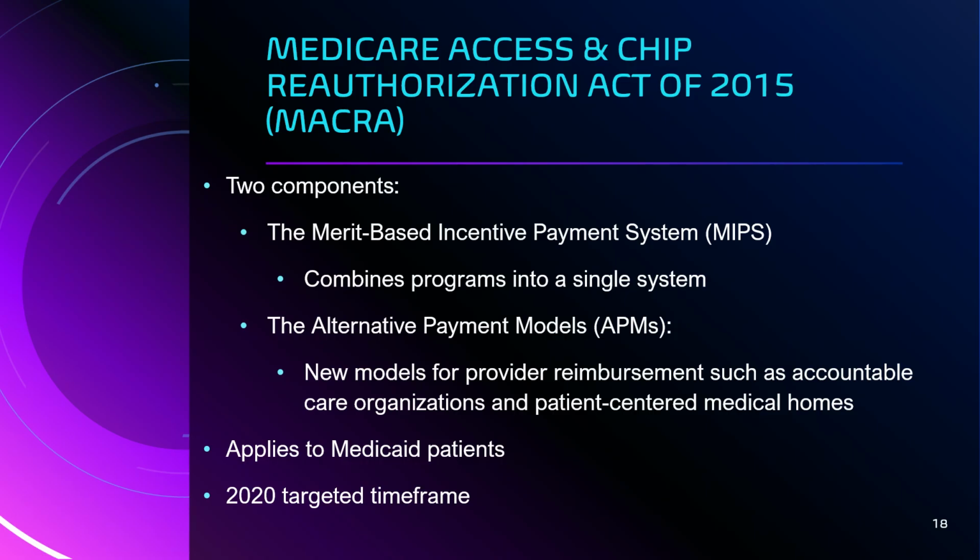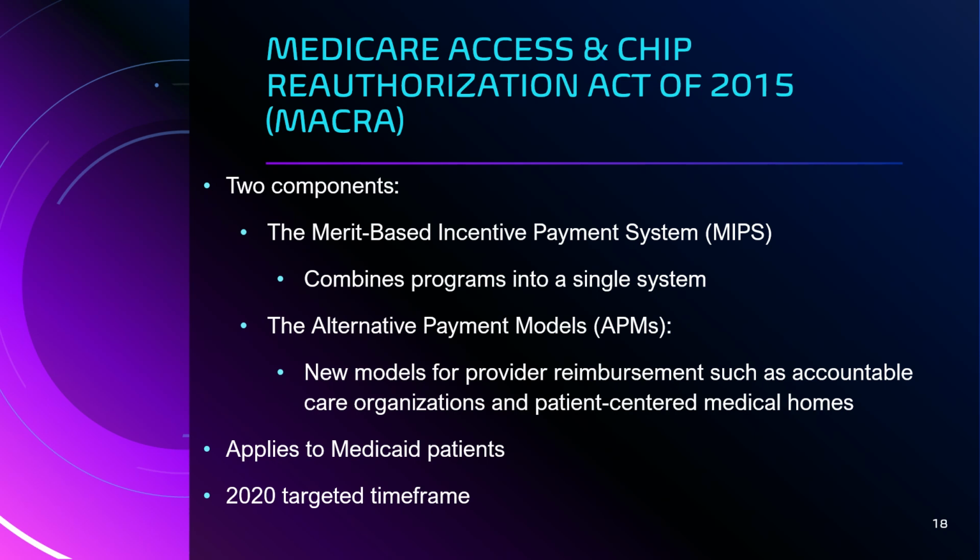First, there's the merit based incentive payment system, or the MIPS. And MIPS blends elements of earlier programs like the PQRS and meaningful use into one score that's based on four areas: quality, resource use, clinical practice improvement, and the use of certified EHR technology.